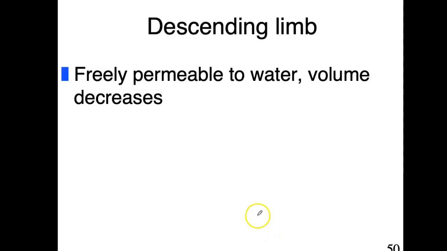The descending limb is freely permeable to water. If it's permeable to water and it's coming down into an area that's very salty, then the volume is going to decrease and it's going to lose water to that interstitial fluid at first. And then that interstitial fluid isn't going to just sit there and cause edema. Instead, it's going to go back into the vasa recta. It's going to go back into those peritubular capillaries.